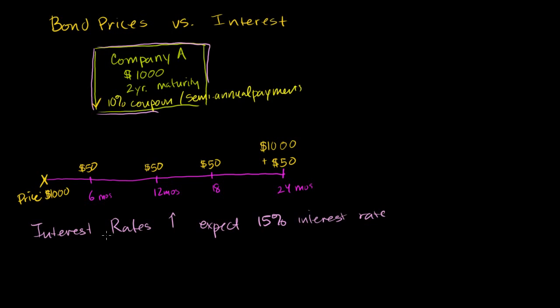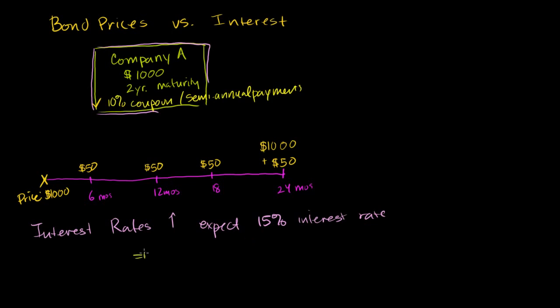Well, I'll say, you know what? I'm going to pay you less than $1,000 because this bond is only giving me 10%. I'm expecting 15%. So I want to pay something less than $1,000 that after I do all of the fancy math in my spreadsheet, it'll come out to be 15%. So in this situation, the price will go down.